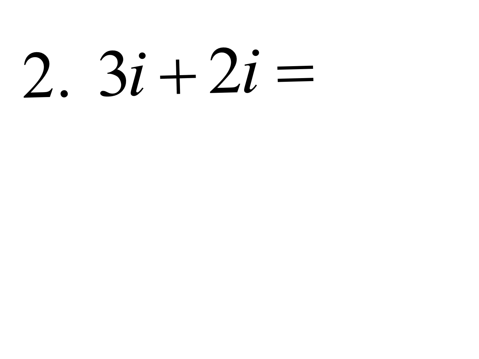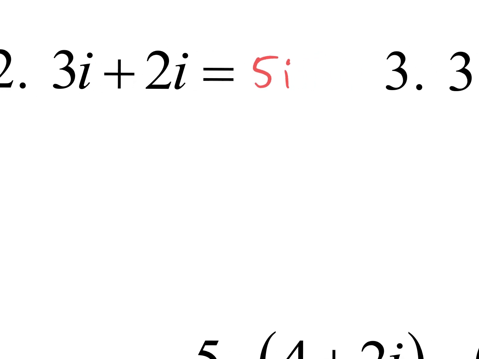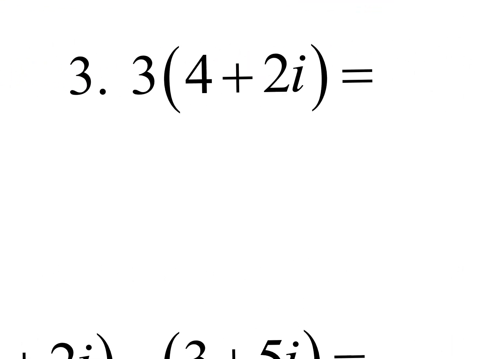What about 3i plus 2i? That's 5i. You don't have to worry about changing anything because it's not an i squared. What about distributing? No problem. Okay. 3 times 4, 12. 3 times 2i? That's 6i. And that's it. And it is in order. The real part first, the imaginary part second.